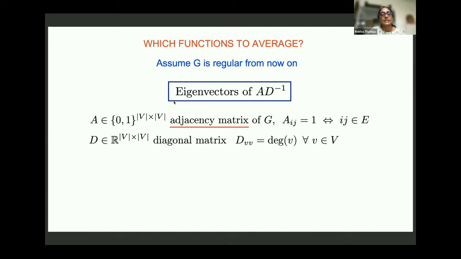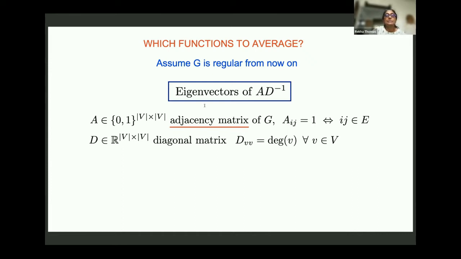So let me pause for a moment. So A is a square matrix of size cardinality V by cardinality V. It consists of 0, 1 entries. It's the adjacency matrix of the graph. And it's defined by saying that in the ij entry, you will put a 1 if and only if ij is an edge in the graph. So this is a symmetric 0, 1 matrix, square matrix.